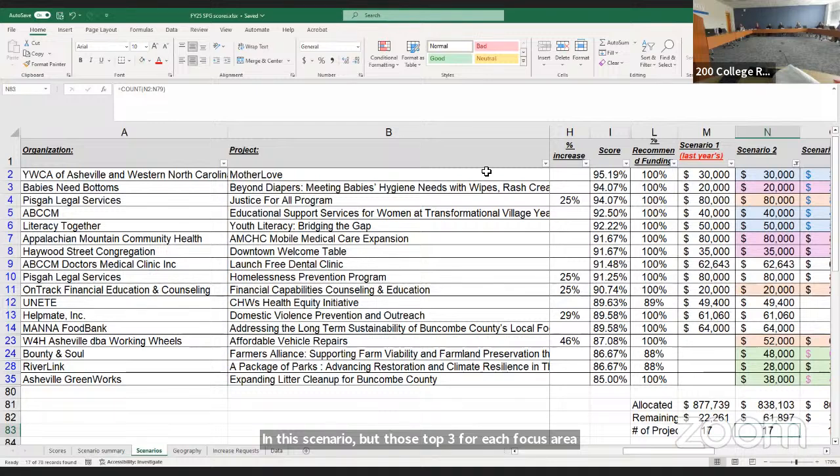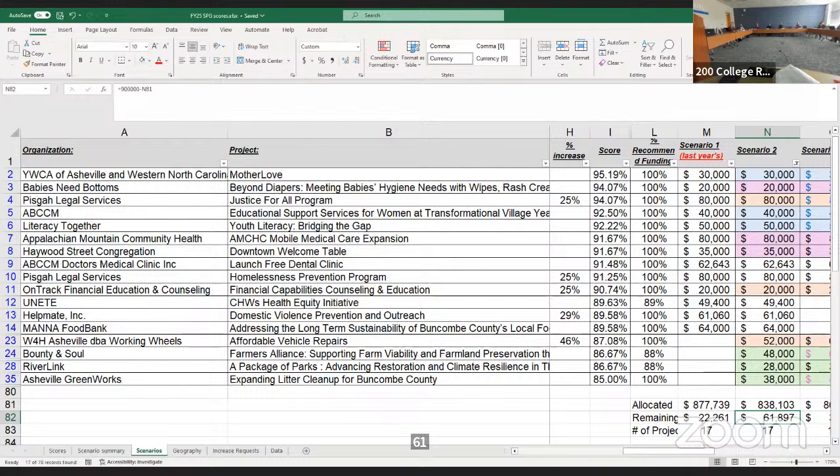And then the additional non-color coded cells, I think there are 5, is that right? Yeah. That have numbers in them, those are the next highest scoring projects that would allow us to fully fund those projects. Again, we would have some money left on the table, 61,897. So that wouldn't fully fund the next highest scoring project, but yeah, pretty close.